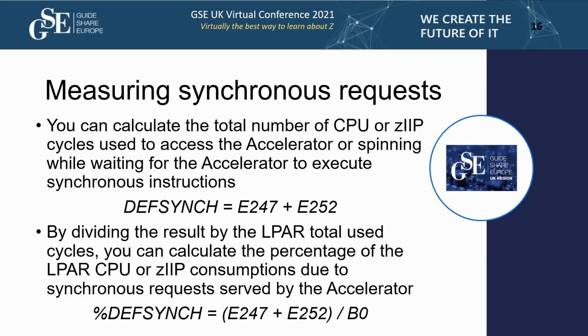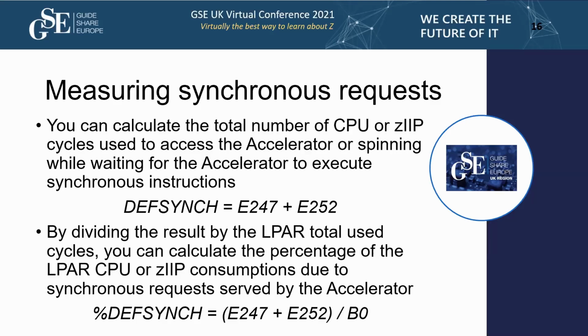By using the first formula in this slide, you can calculate the total number of CPU or zIIP cycles that are used when accessing the accelerator or spinning while waiting for the accelerator to execute the synchronous instructions. We mentioned both CPU and zIIP because the information provided in SMF 113 refers to a specific logical processor. So the request can come from a workload that is running on the CPU or from a workload that is running on the zIIP. And you are able to distinguish these 2 kinds of usage.